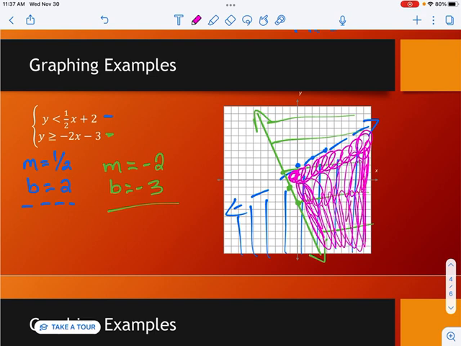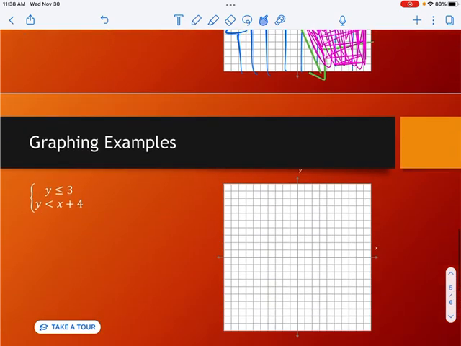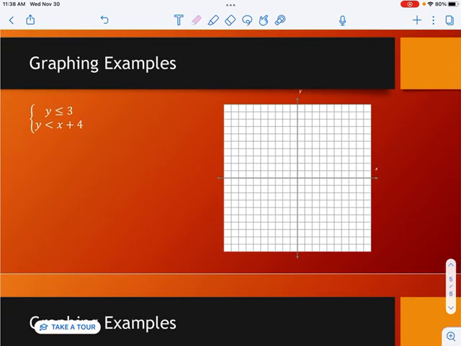So if I picked an ordered pair from that, let's say 0, 0, and plugged it into both of them, 0 is less than 2, you bet. And 0 is greater than -3. You bet. So any ordered pair from this shaded region would make both inequalities true. All right, let's try the next one then.